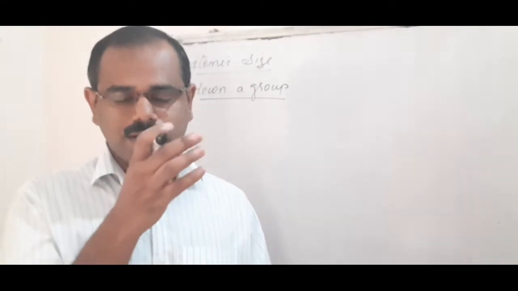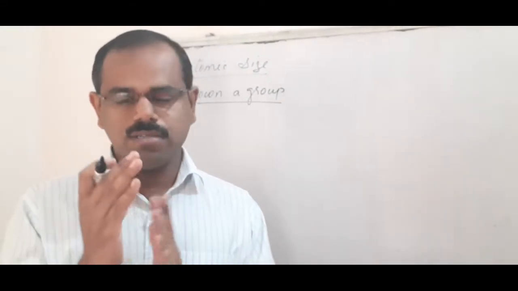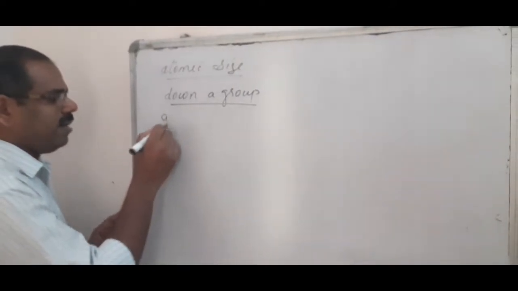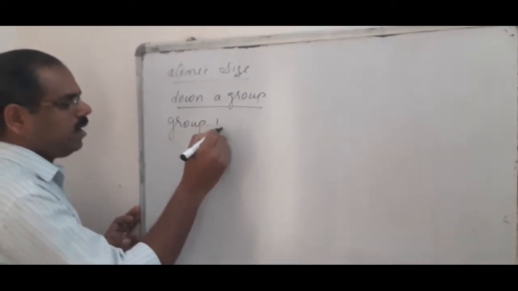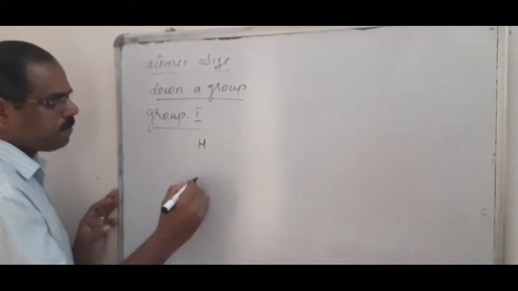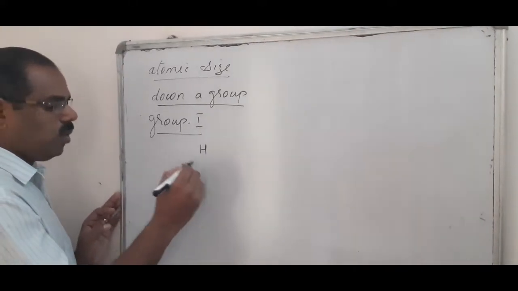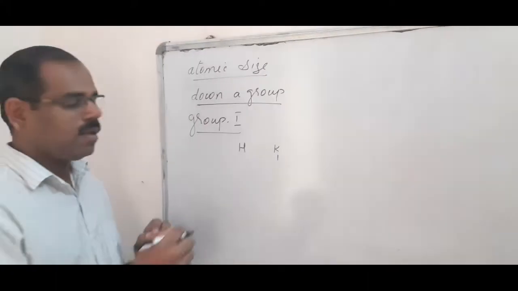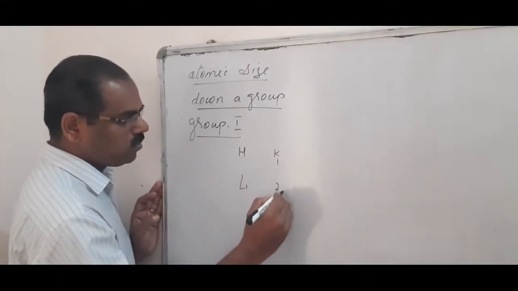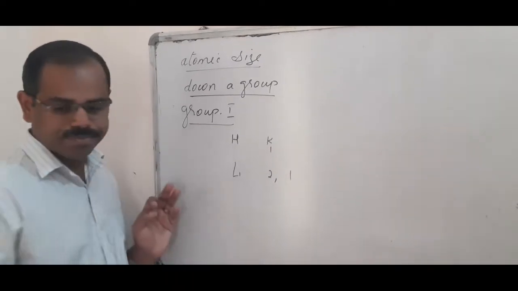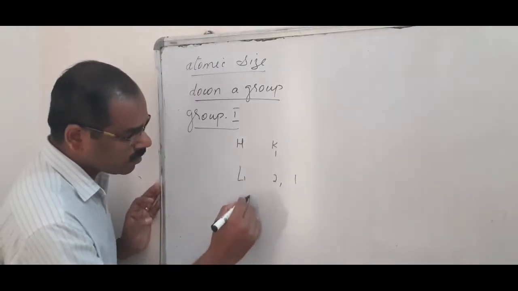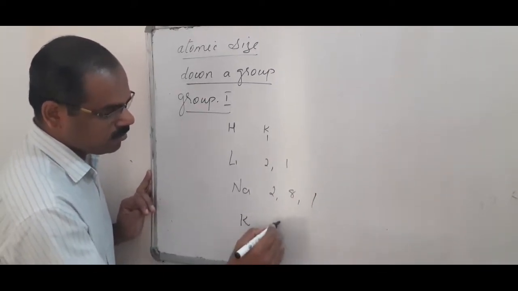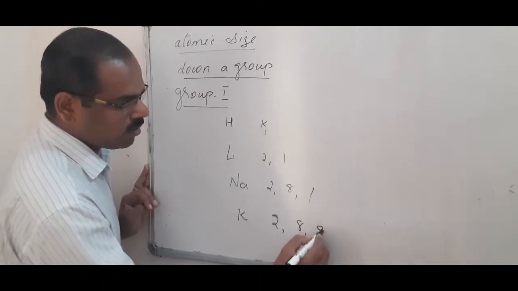First we see the tendency of atomic size, whether it is decreasing or increasing down a group. Consider these elements, group 1 elements. In group 1 we have hydrogen with atomic number 1. That means in the K shell 1 electron is there, and thereafter lithium 2, 1 and sodium 2, 8, 1, then thereafter potassium 2, 8, 8, 1.